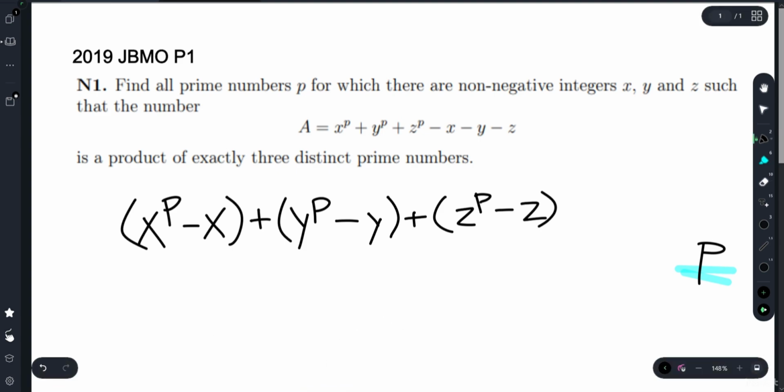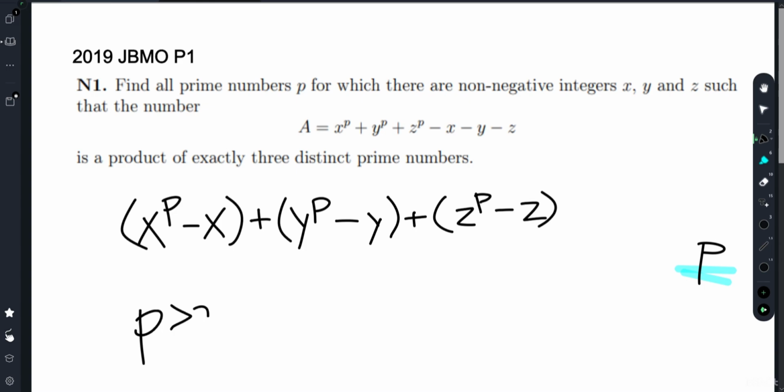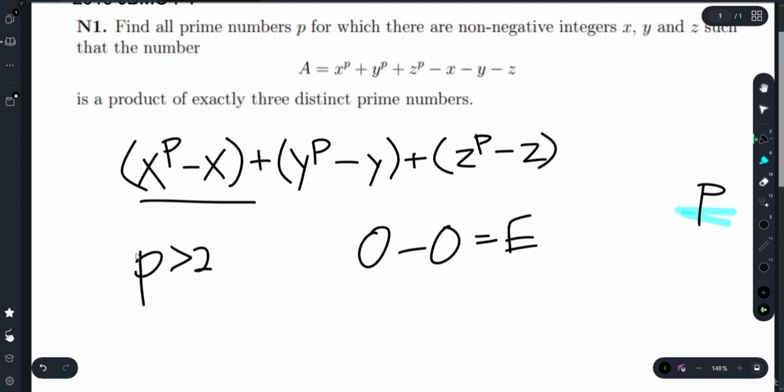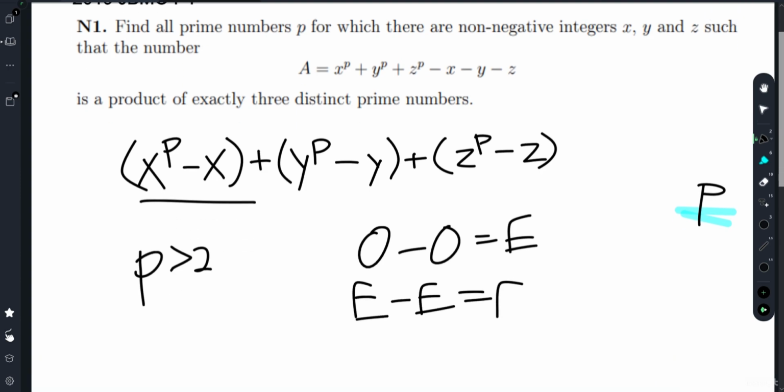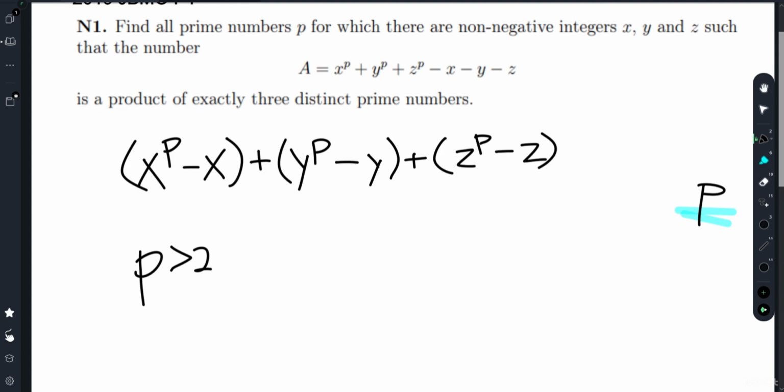Now we want to see if we can find any small primes. So let p be greater than 2. First of all, we notice that if x is odd, then an odd power is odd, and odd minus odd is even. And if x is even, then even to any power is even, and even minus even is also even. So no matter what, this expression is always even, which means that this entire expression is always even. And so that means that 2 is also a satisfying value, but this assumes that p is greater than 2.